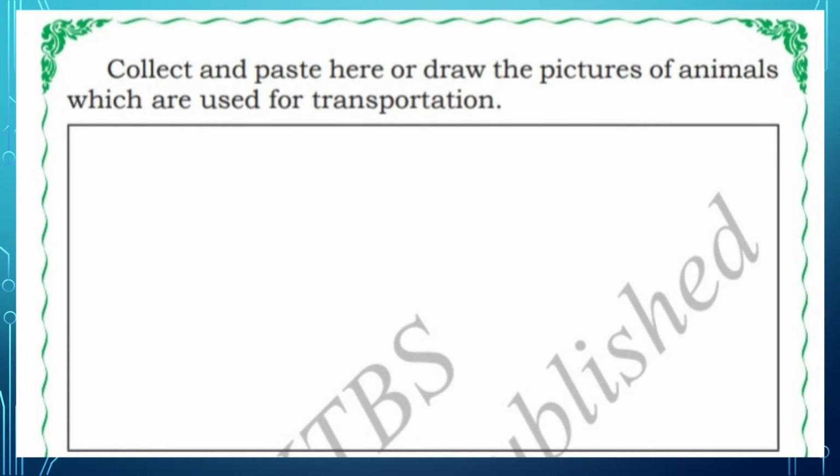Next, collect and paste here or draw the pictures of animals which are used for transportation. What you have to do here is, you have to draw the animals which are used for transportation, or you can take the pictures and paste here, like ox, horse, elephant, camels, which are the animals used for transportation. You have to take the pictures of those and paste here, or else you can draw with your hands.